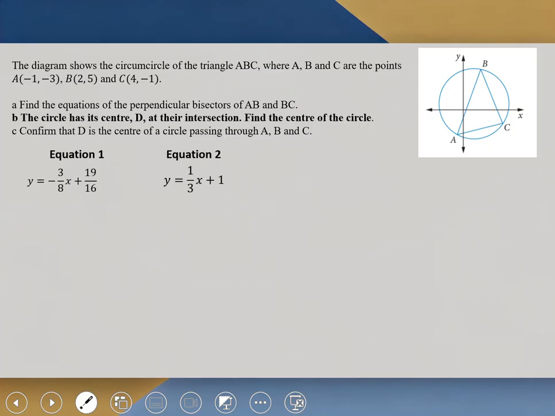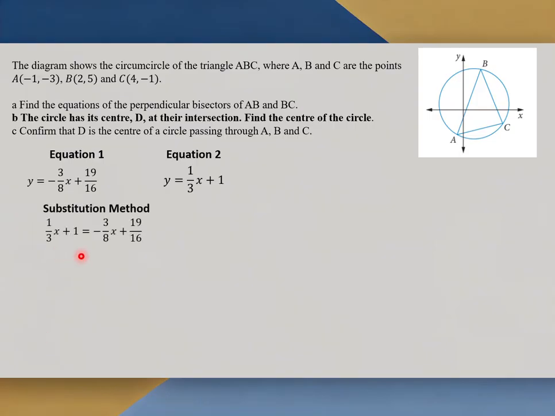So let's go to the next part. Now we've got the two equations, we can look at part B. The circle has its center D at their intersection. Find the center of the circle. If they have the center at the intersection of both these lines, then we can use either substitution or elimination. I'm going to pick substitution because they're already both equal to y, which means I can make them equal to each other.